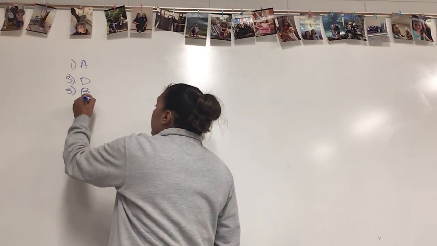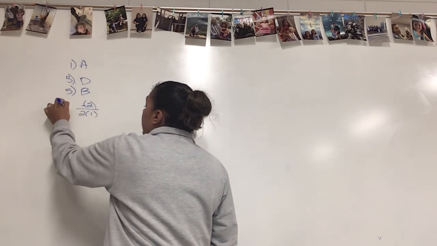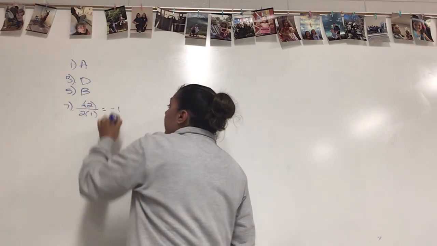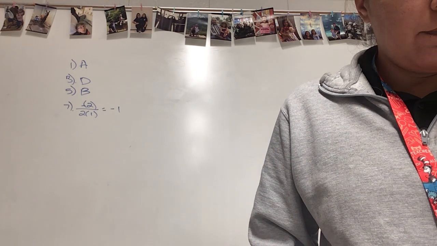Okay, 7. What's the formula? Negative B over 2A. So it's going to be negative 2 over... negative B over 2 times 1. Negative 1. So part of our coordinate, the x part, should be at negative 1.